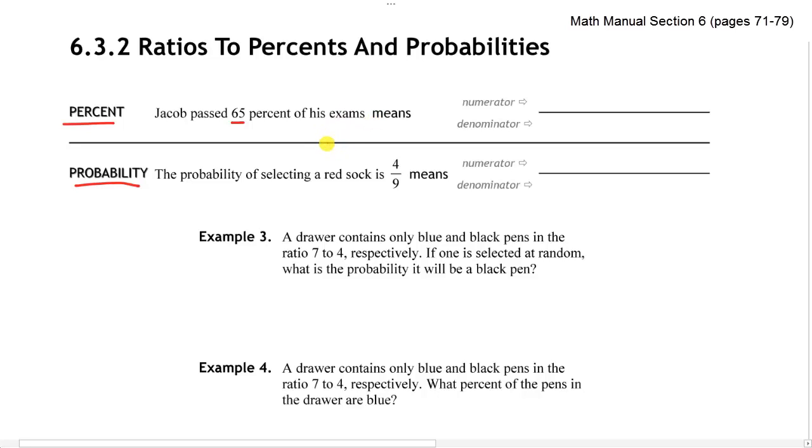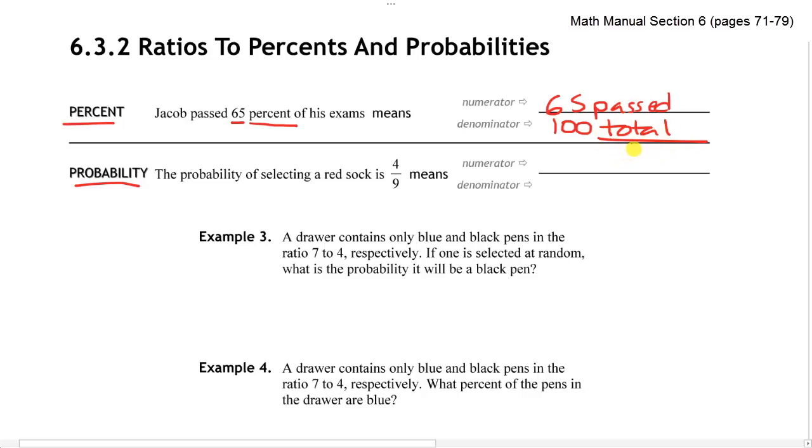Whenever we're dealing with a percent or a probability, and we almost always are going to write a fraction, the denominator in the fraction that we write is going to be a total. So when a question says Jacob passed 65%, what you probably want to think is that means that he passed 65 out of every 100 total.